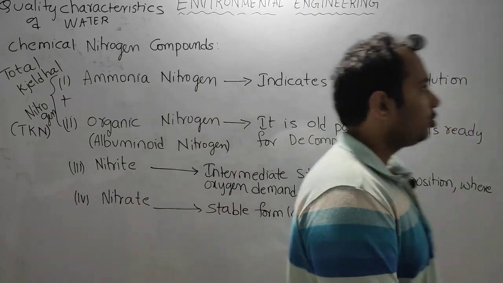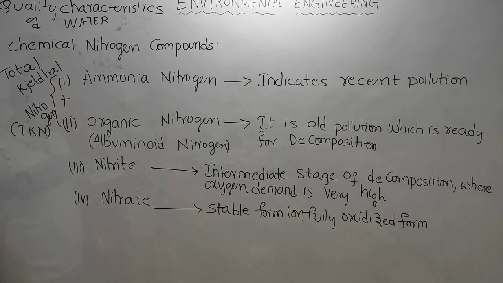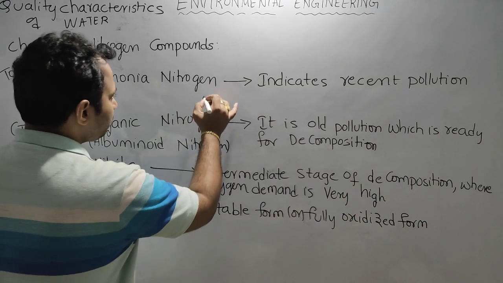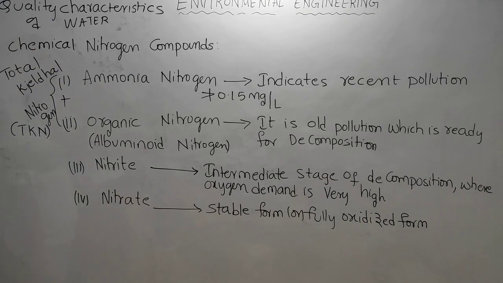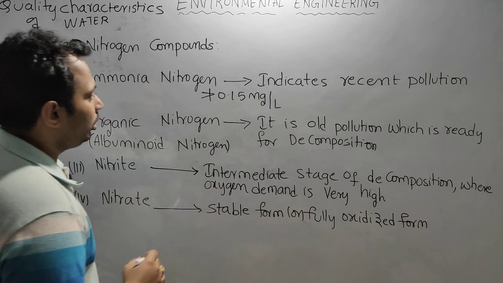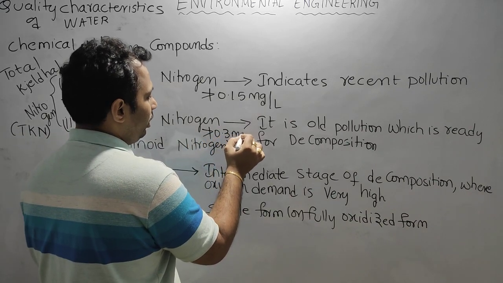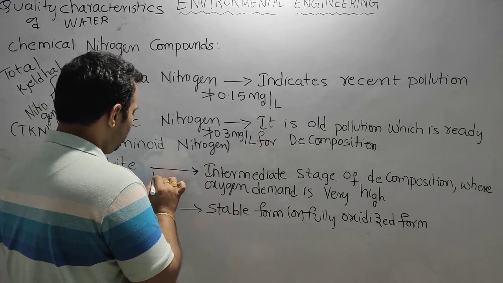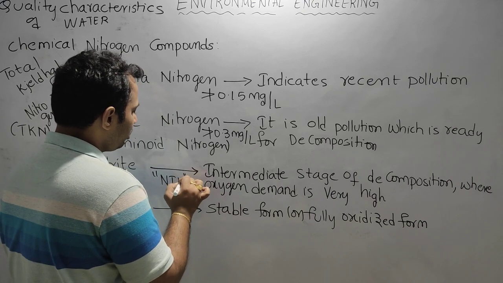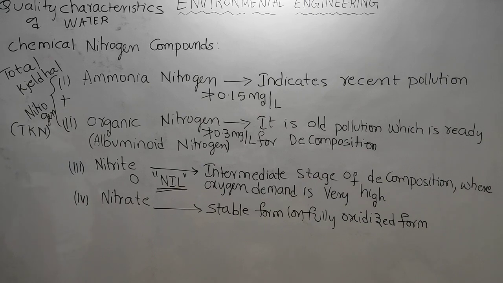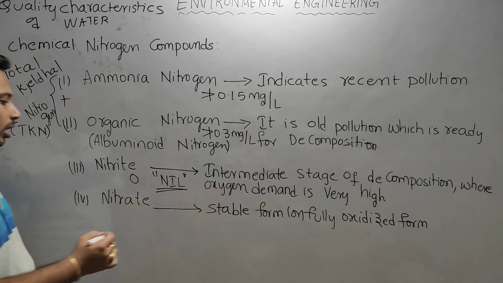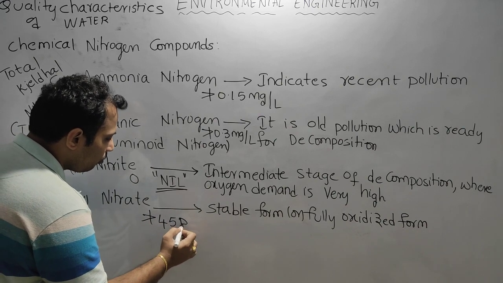The IS code has given limits for each kind of nitrogenous compound. Let us see what limits are given. For ammonia nitrogen, the limit is 0.15 mg per liter. For organic nitrogen, it should not be more than 0.3 mg per liter. Nitrites, very important, are highly unstable, so the limit is nil. We don't need any nitrite to be present in drinking water. Nitrate is a stable form, so it should not be more than 45 ppm.